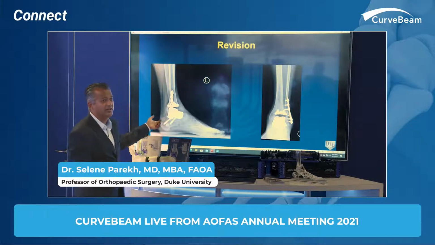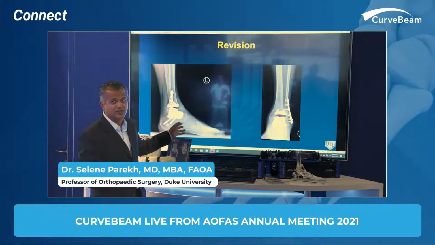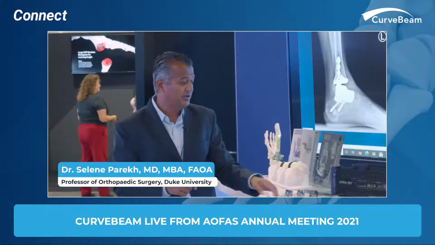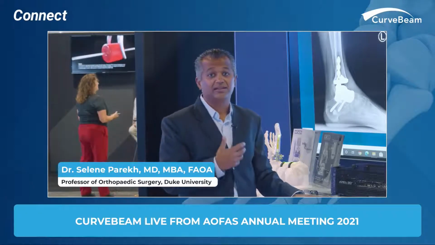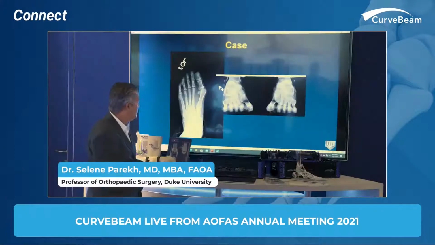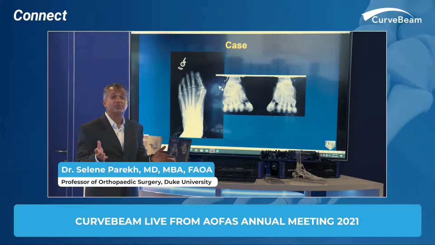So this patient went on to get a patient-specific total talus with a subtalar fusion and a total ankle in order to address the arthritis above and below the talus and get the anatomic talus that they needed. But like I said, this technology can be used for other things.